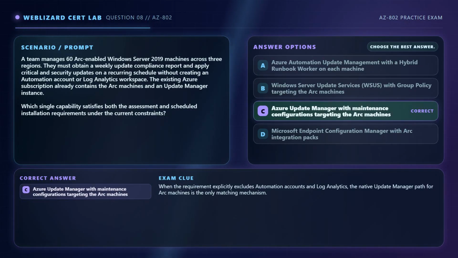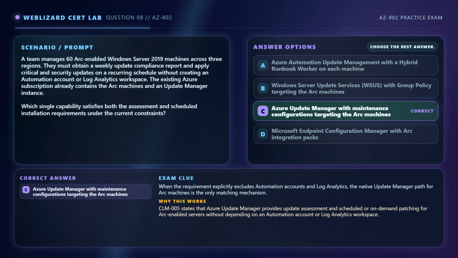The correct answer is C. Azure Update Manager with maintenance configurations targeting the Arc machines. CLM 005 states that Azure Update Manager provides update assessment and scheduled or on-demand patching for Arc-enabled servers without depending on an automation account or log analytics workspace. Exam clue. When the requirement explicitly excludes automation accounts and log analytics, the native Update Manager path for Arc machines is the only matching mechanism.